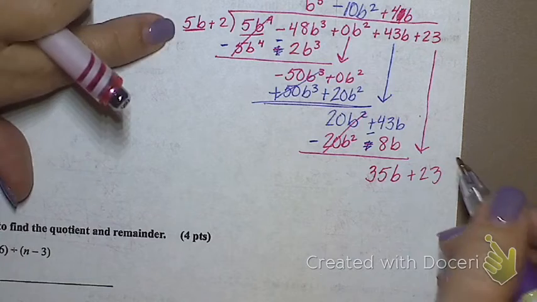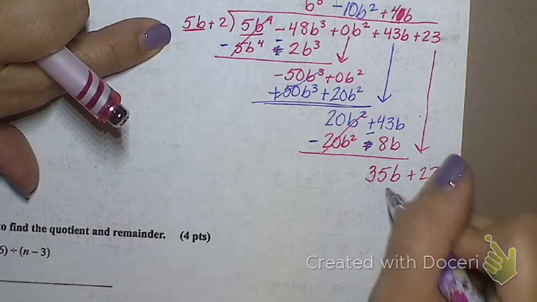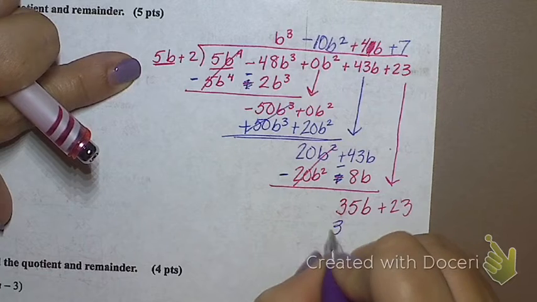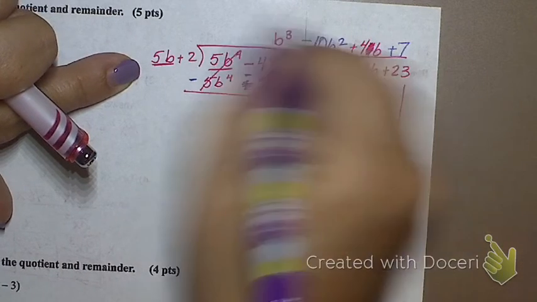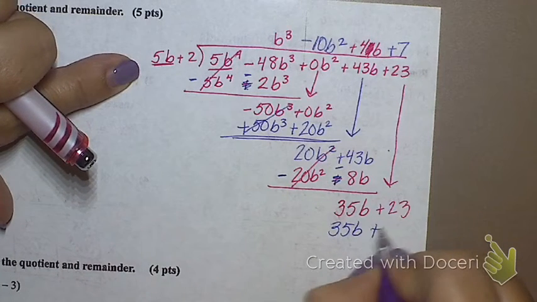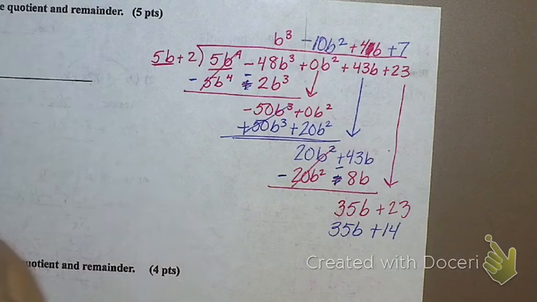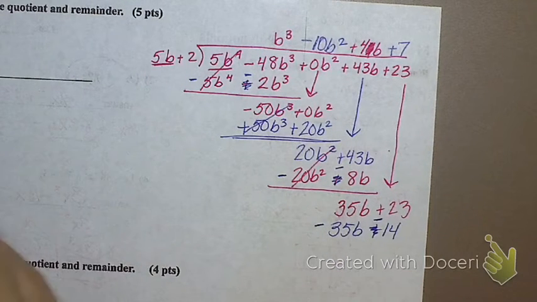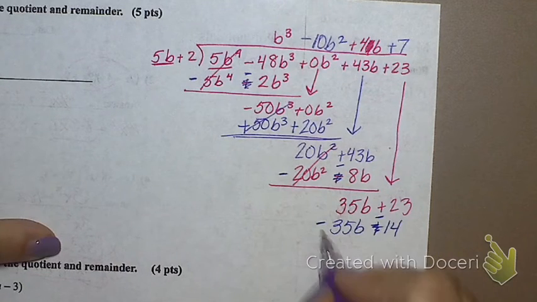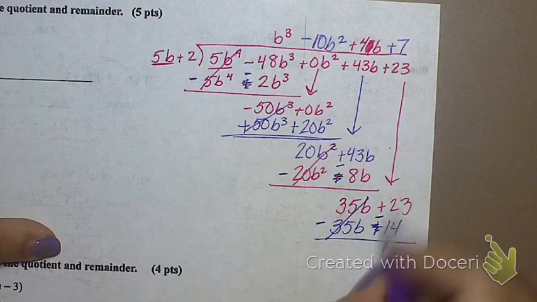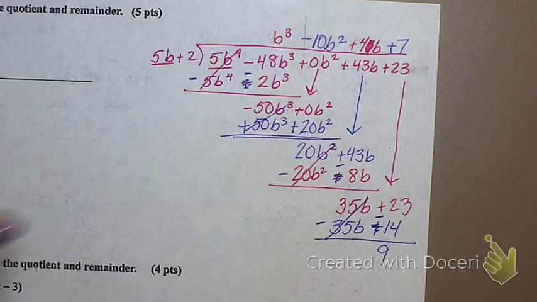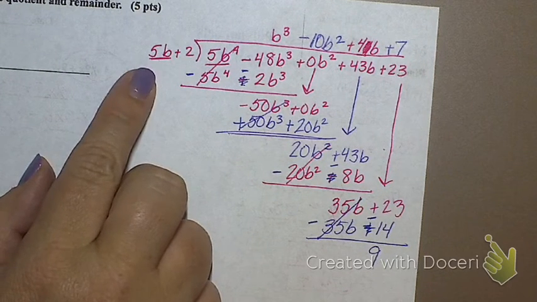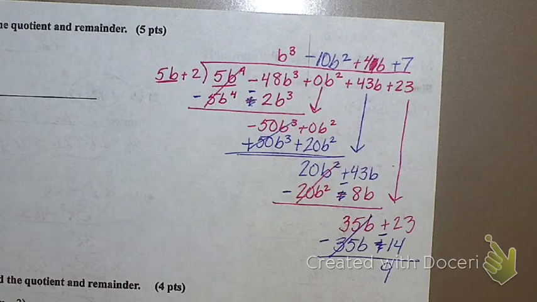Last cycle. 5b times what is 35b? 7. 7 times 5b is 35b. 7 times 2 is 14. Change my sign, so this becomes a negative, and that also becomes a negative. And let's see what I'm left with. 23 minus 14 is 9, and that's going to be my remainder because my degree is lower than this guy out here. So, let's put this all together to write our final answer.